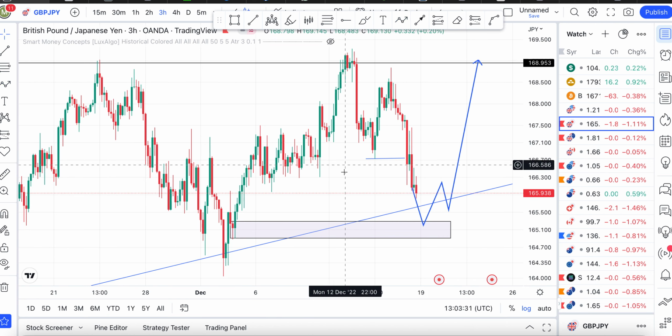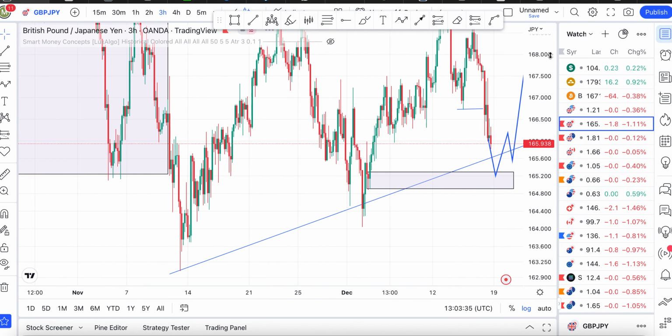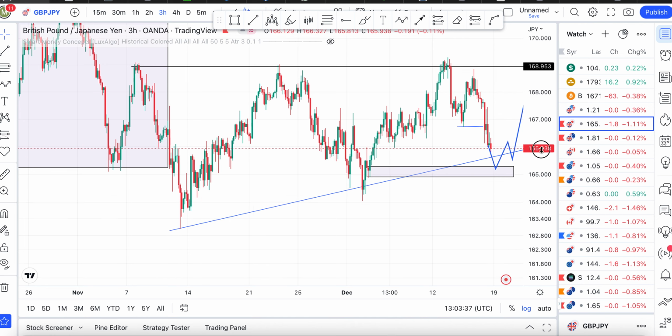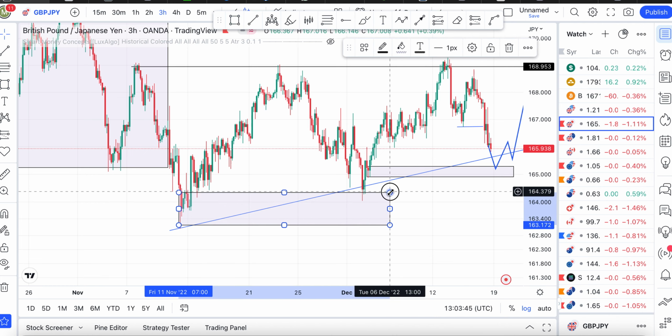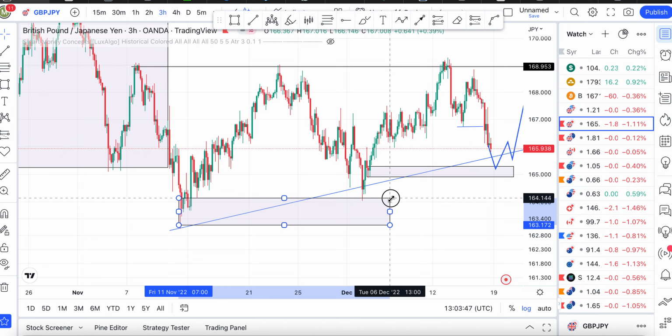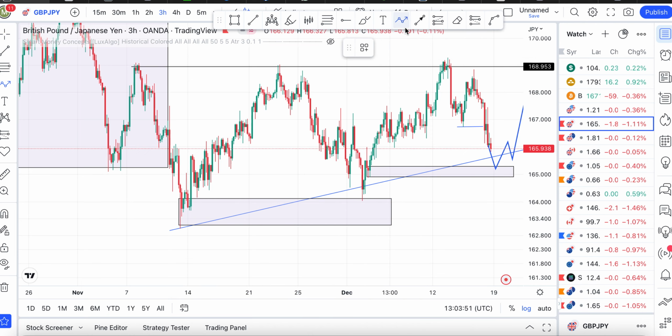Because based on the 4 hours, it's in an uptrend, as you can see clearly. So see price doing the same thing that happened here. See price filling that gap, filling this gap here, shooting back to the upside. Same thing might happen here.